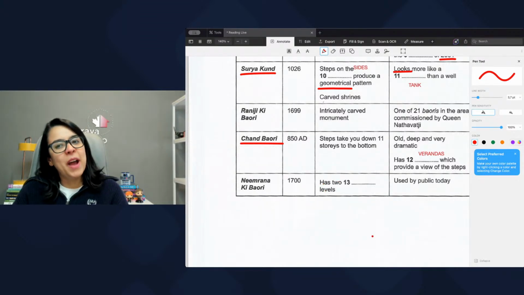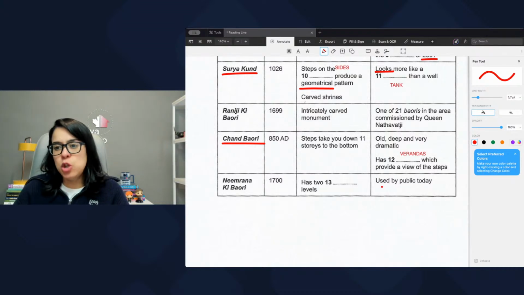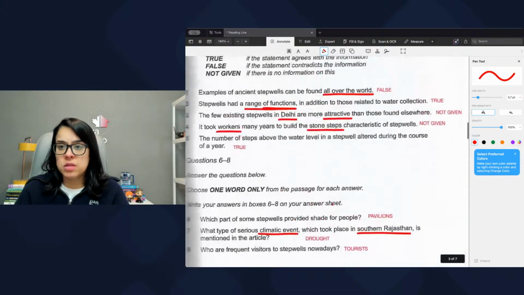And the last one, this weird name that I can't even pronounce, Nimarana Kibauri, and has two levels. So has two, I don't know, upper levels. Let's find out. Used by public today. So let's look for this name and let's also focus on levels.